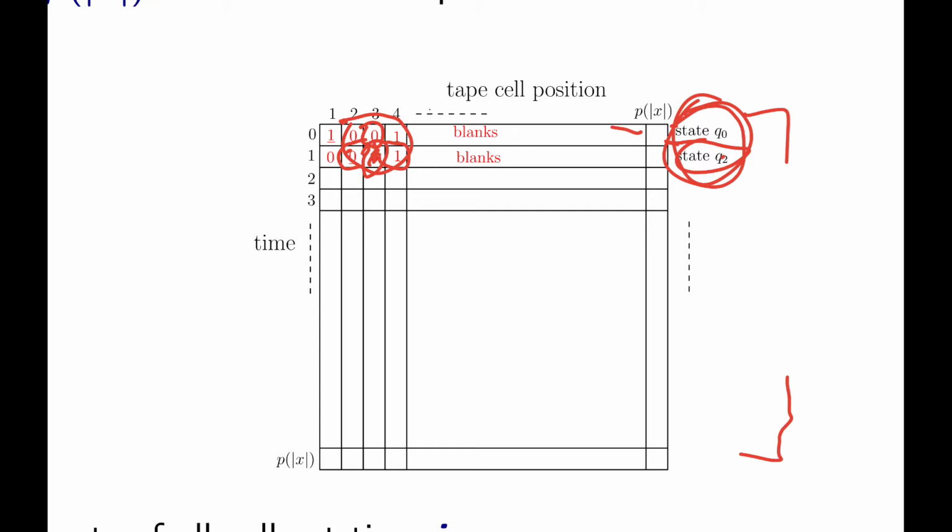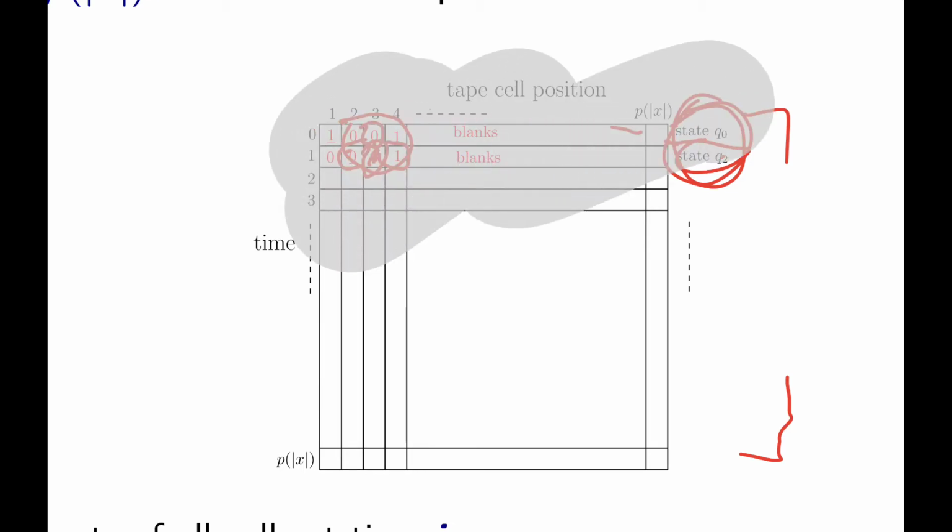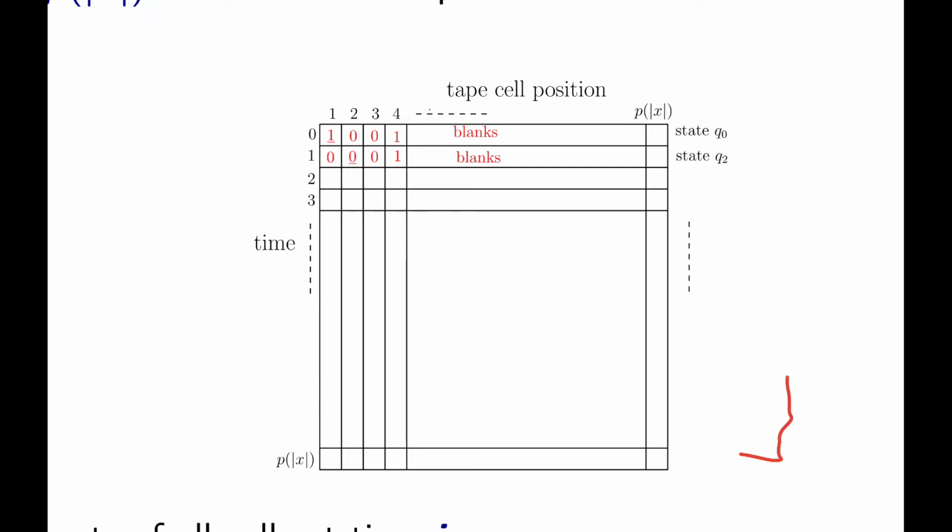And now we can, of course, easily verify this execution is correct. But of course, the question is, how do we do it with a SAT formula, right? So the idea is that we are going to have variables that capture all this matrix, all the information in this matrix, right?